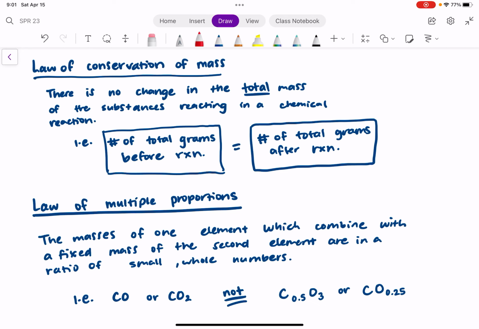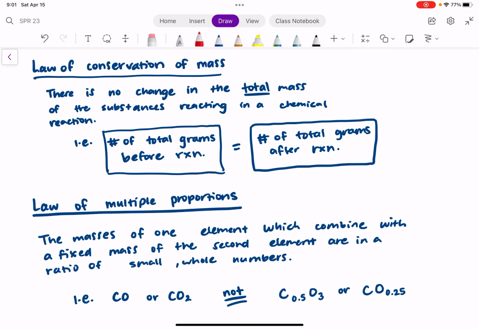Or you could even think of it like, even if you're heating a substance in a beaker and some of that substance gets stuck to the beaker and you can't get it off, yeah, you lost some of that substance during your reaction, but it's still there. It's on the beaker. It hasn't gone anywhere. So that's the law of conservation of mass. I hope that makes sense.